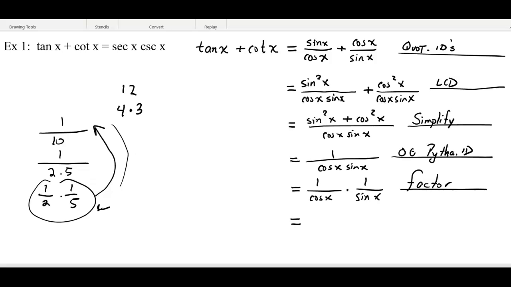So 1 over cosine of x is secant of x. 1 over sine of x is cosecant of x. Ooh, blame that on my low coffee consumption. All right, so I made those two reciprocal identity substitutions, and that is the end of the proof.